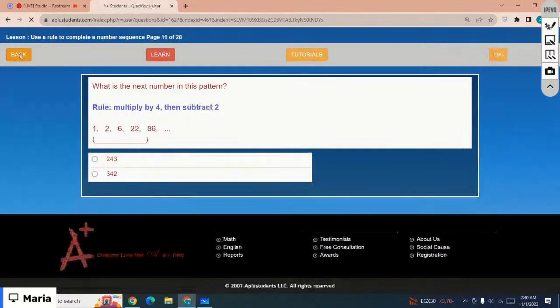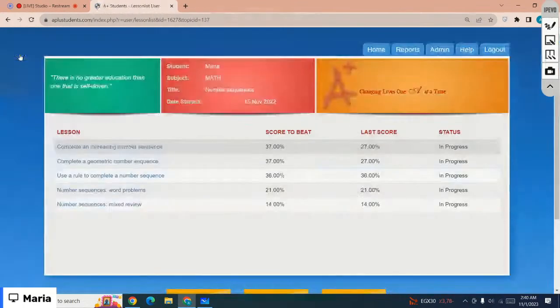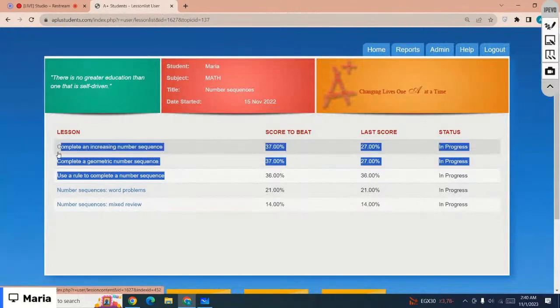Okay, you can complete the lesson by yourself later today. So we're working on grade 5 maths. The chapter we're working on is number sequences, and the lessons we have covered today are complete an increasing number sequence, complete a geometric number sequence, and use a rule to complete a number sequence, right?